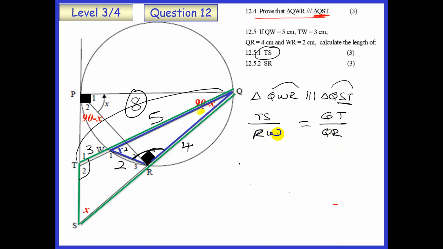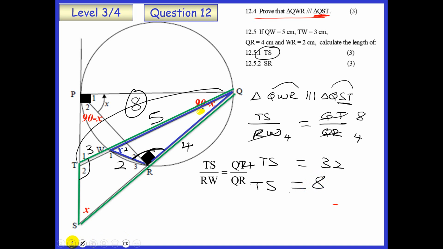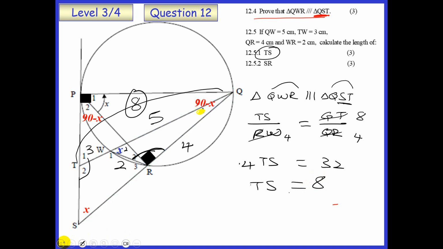And now let's just replace what we know. RW is 4, QT we know to be 8, and QR is 4. So we can now cross multiply and say 4TS is equal to 32, dividing both sides by 4, we would get TS, and I'm getting 8 on that one. So putting it back on my PowerPoint, sorry, we got TS to be 4, so I have made a mistake somewhere. And I just want to go back to look at where the mistake is.